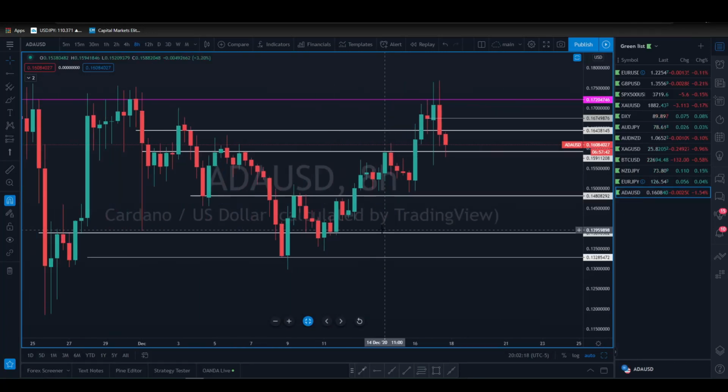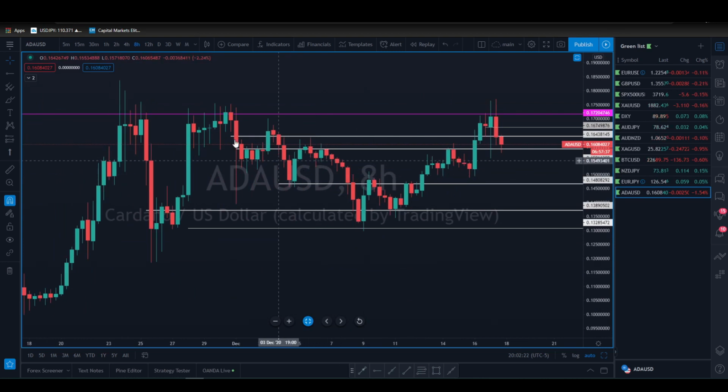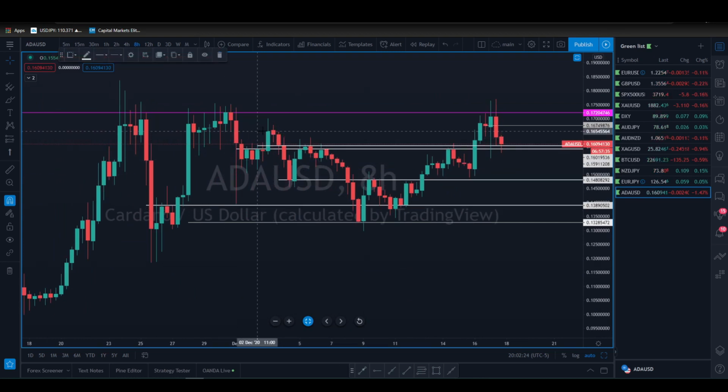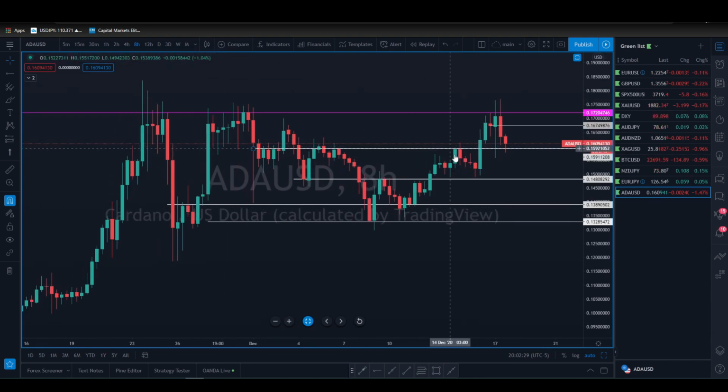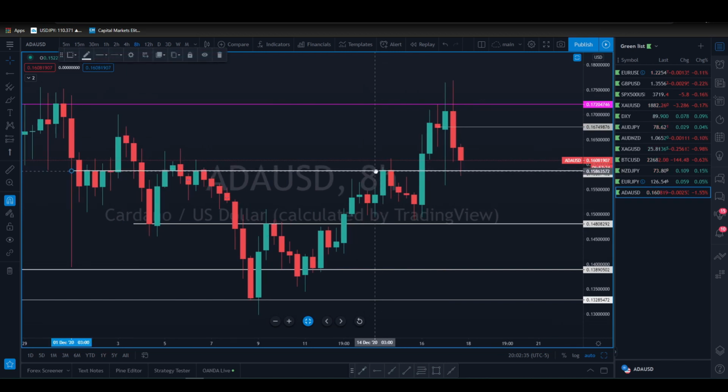ADAUSD, I'm doing this for my boy. I already have these levels and market structures from Saturday's crypto weekly outlook. So let's get rid of some of these. I will leave this one here because that one looks good to me still, and is being tested.